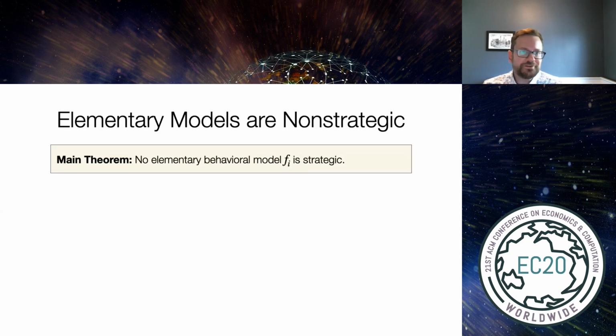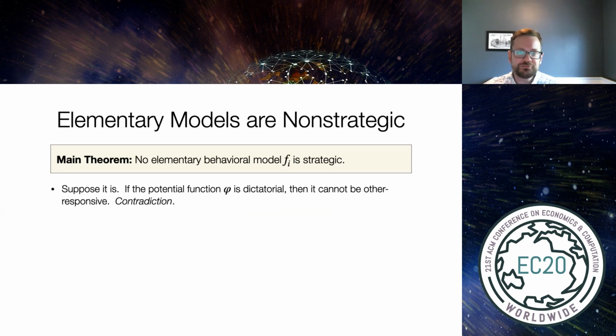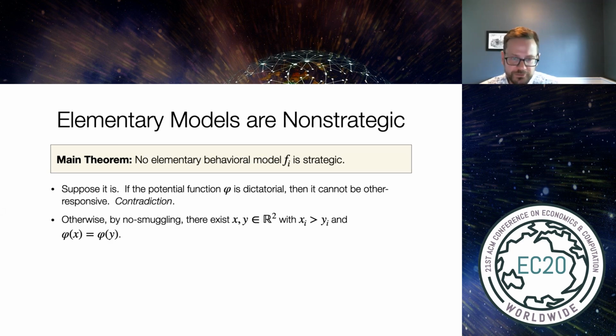Near the end of my talk, I can now tell you the main result of the paper, which is simply that no elementary behavioral model is strategic. The proof is super fun. I promise it doesn't take long. So suppose that, in fact, I have this model, which is elementary, and the potential function is dictatorial. Then it turns out that it obviously can't be other-responsive, so we have a contradiction. Otherwise, I must be able to come up with two vectors of utilities such that one of the vectors is bigger than the other for player i, let's say.